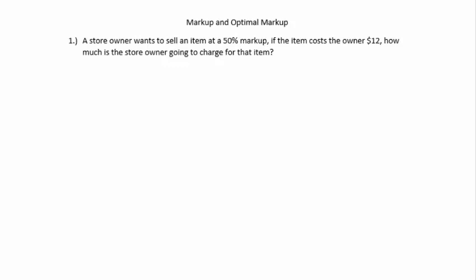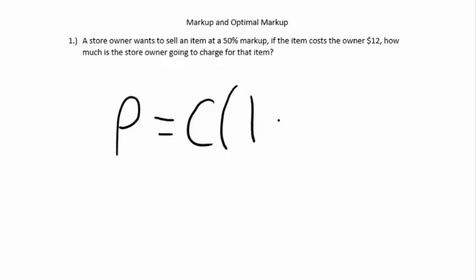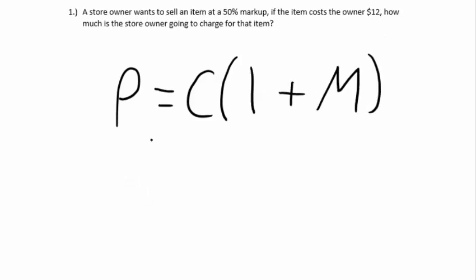So with markup, what we want to do is figure out how much the price increases from the cost when we sell it at retail. And we would use a specific formula for this purpose, which is price equals the cost times 1 plus the markup. And by using this formula, we can find what price we would charge given a markup and a cost for an item.